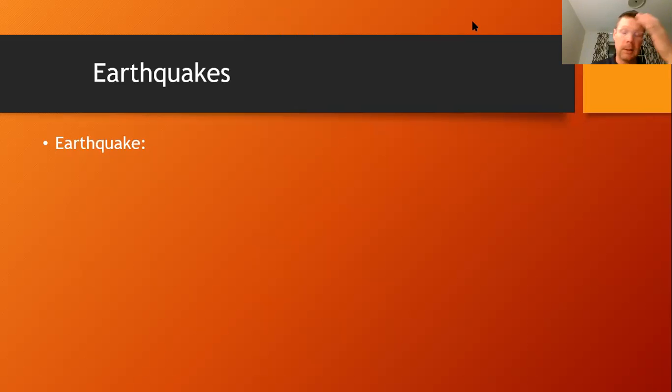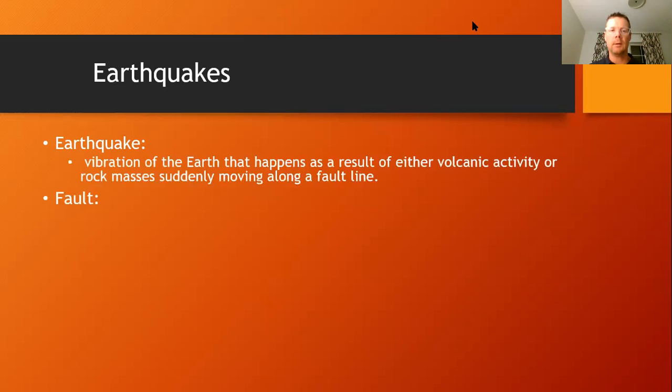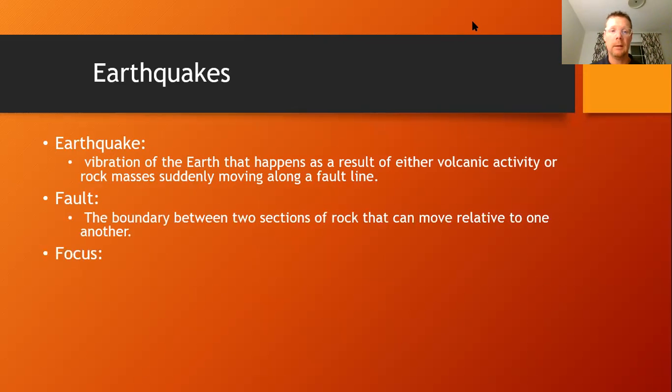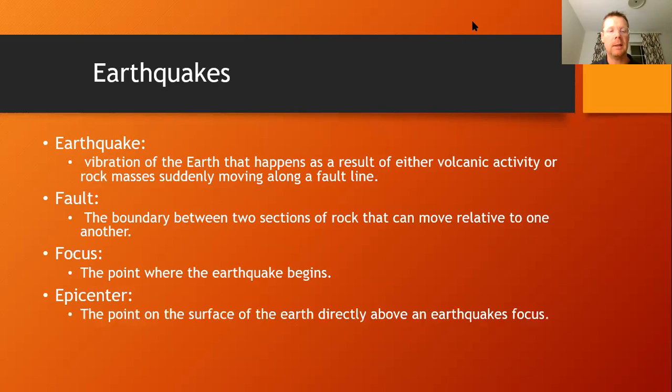All right, now speaking of plates moving apart, earthquakes are a big part of that. An earthquake is a vibration of the earth that happens as a result of either volcanic activity or rock masses suddenly moving along a fault line. And a fault is the boundary between two sections of rock that can move relative to one another. The focus is the point at which the earthquake begins, and the epicenter is the point on the surface of the earth directly above an earthquake's focus. So notice that the focus does not happen on the surface of the earth. That's the epicenter. The epicenter is the point on the surface of the earth.